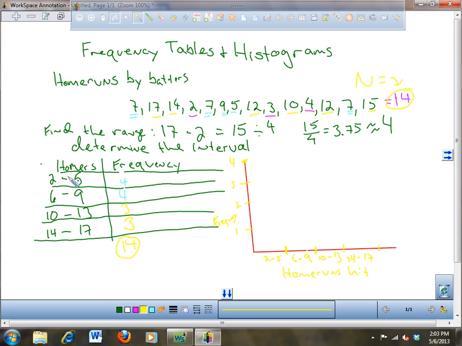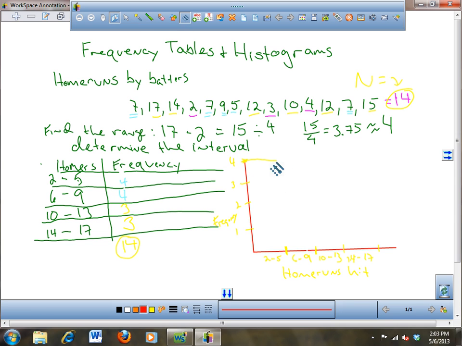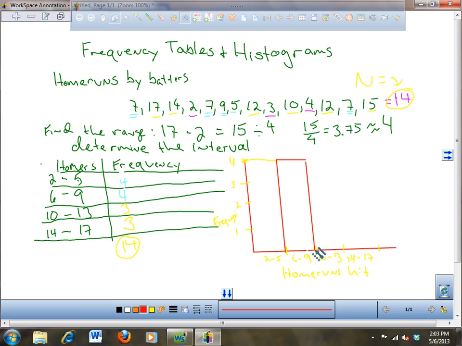Not a bar graph, sorry, a histogram. So the first one goes up to where? 4. So you draw a bar going down like this, using my straight line. Where should I start the next one? Also at 4. And then down here. And then the next one goes up to 3. It goes like this, and down to there.